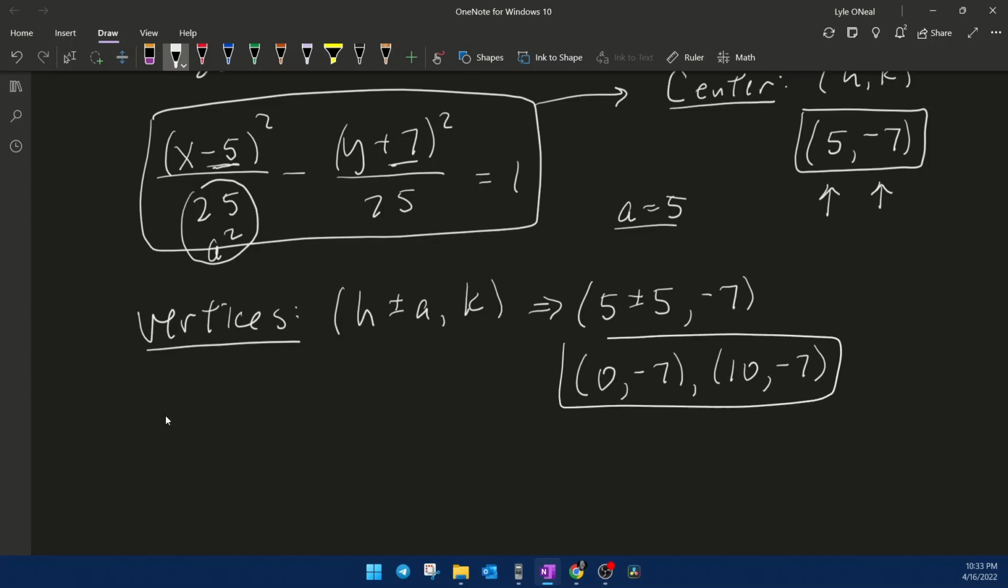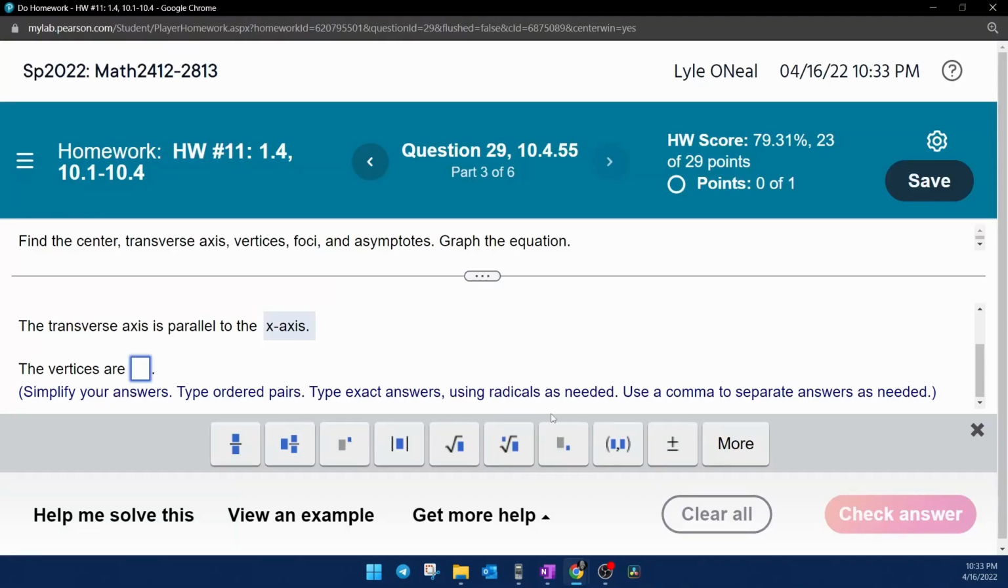So there's our vertices. And inputting those using our ordered pair tool, 0, negative 7. Don't forget your comma to separate the ordered pairs. 10, negative 7.